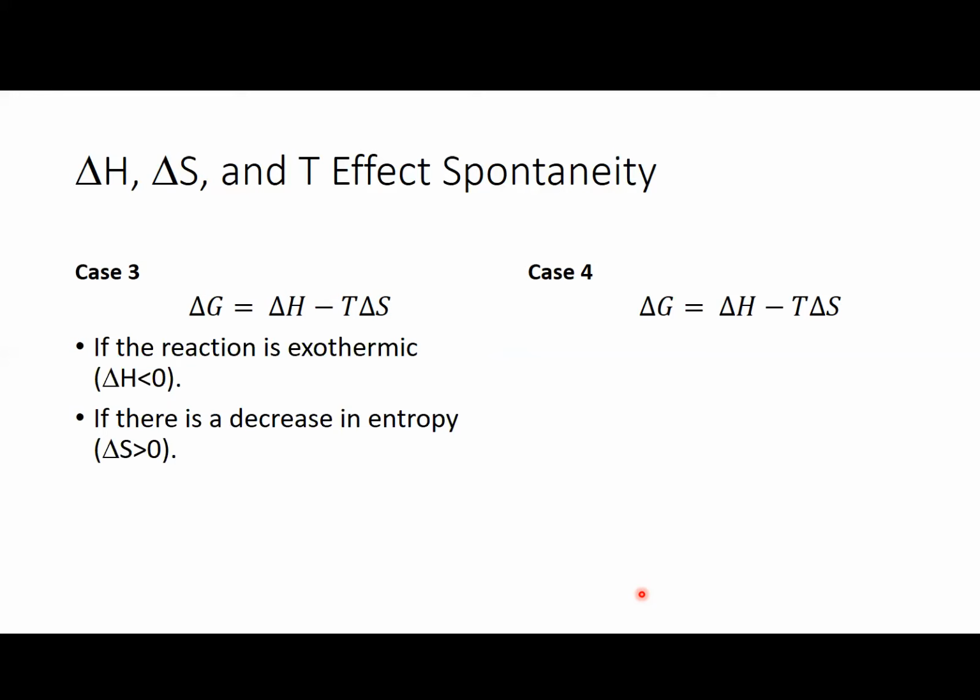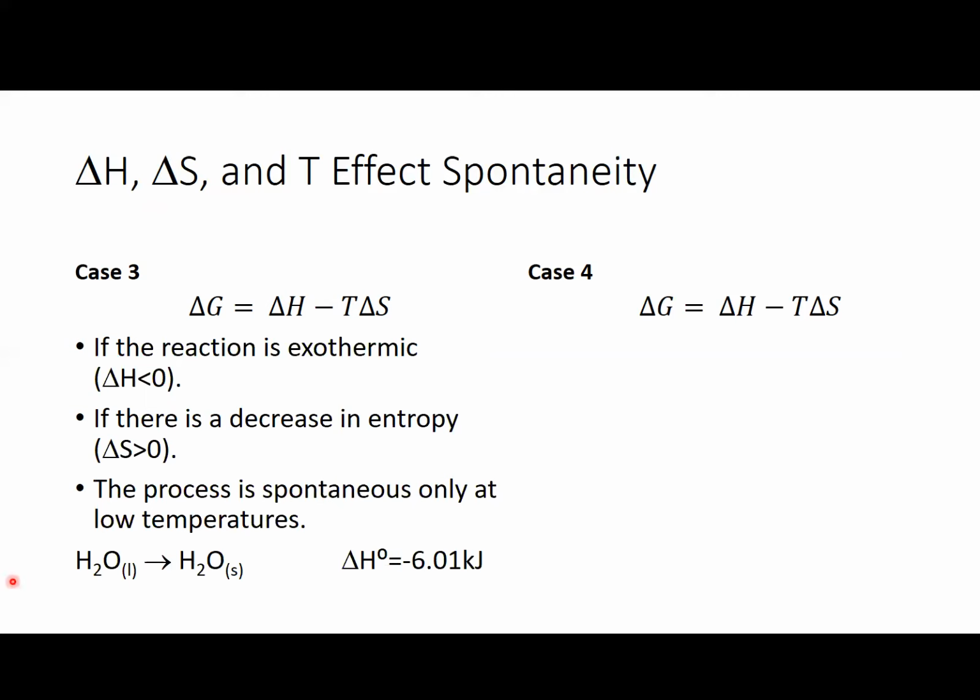Another case, let's say I've got an exothermic reaction, so heat is being released. And I am decreasing entropy, that is, I'm giving off energy in terms of heat, but I'm ending up with something that is more organized. So delta H is negative, and delta S is negative, so minus T delta S is positive. So this process is spontaneous only at low temperatures.